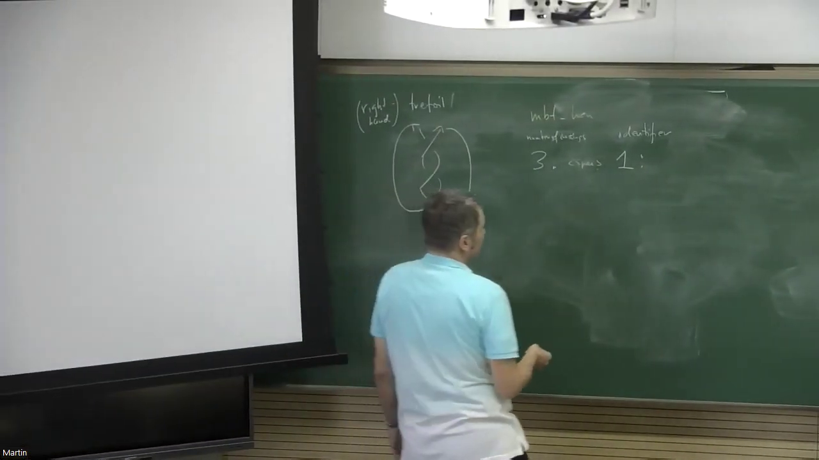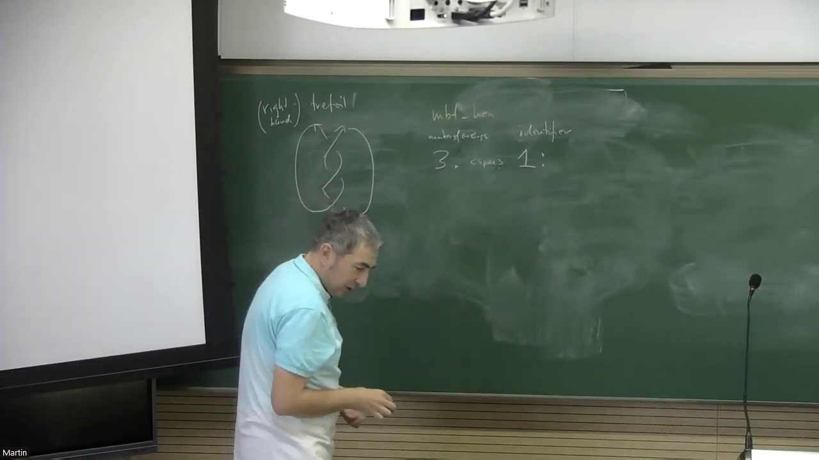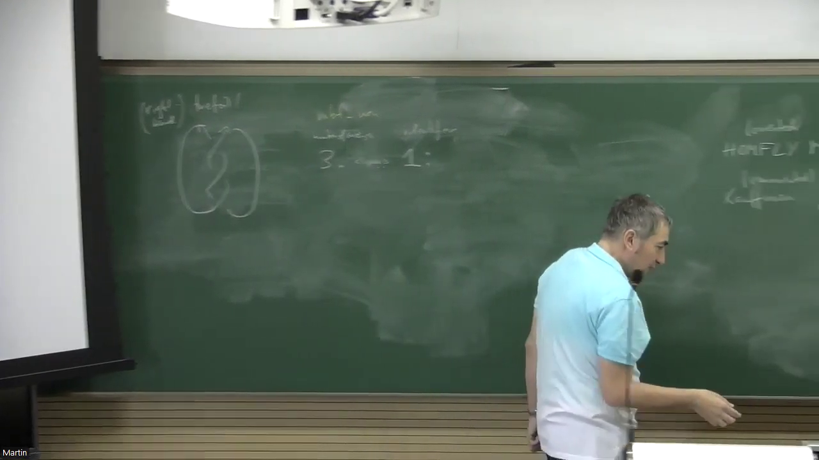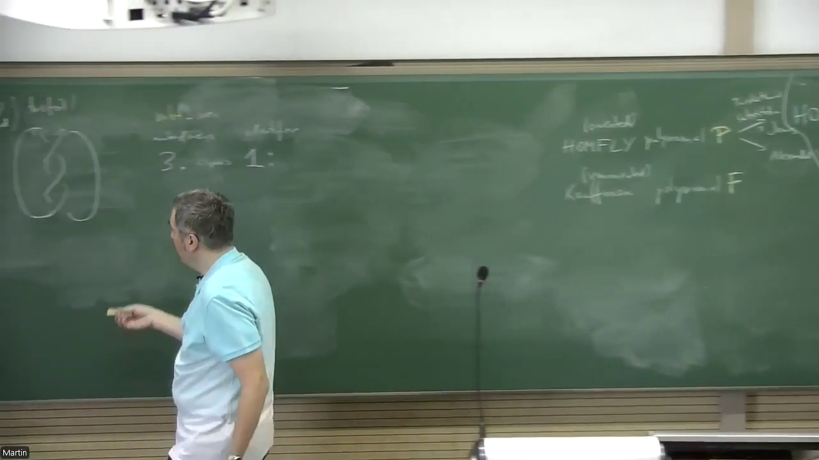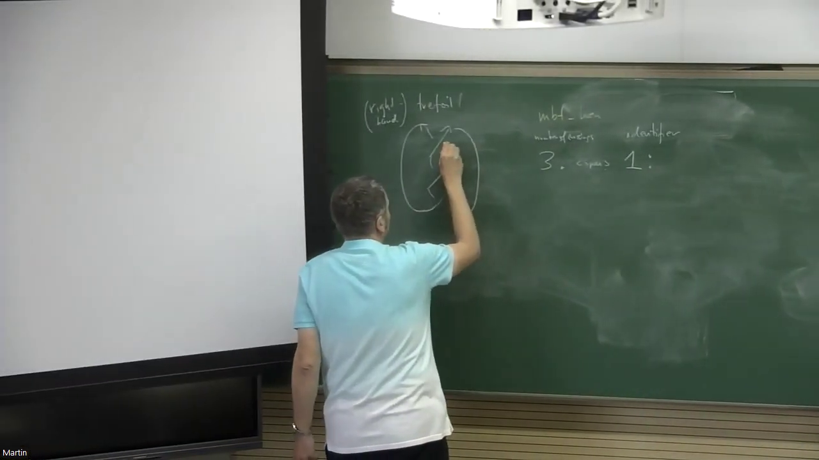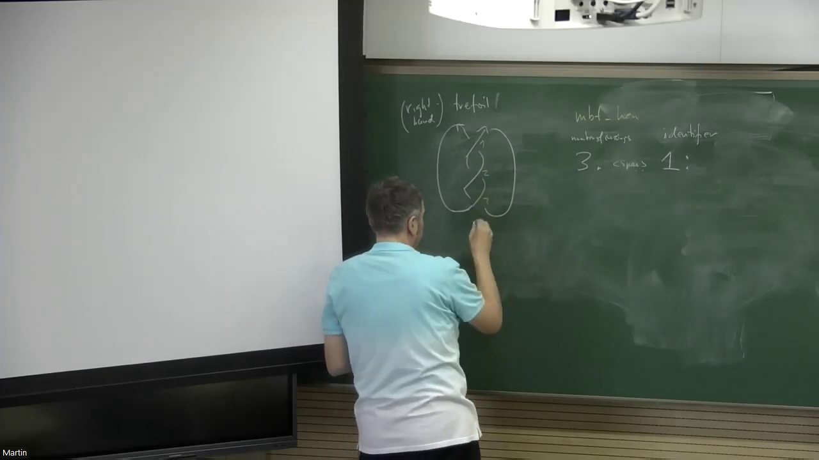So this is the first line. And then you do the following. You number the crossings in some way, let's say 1, 2, 3.